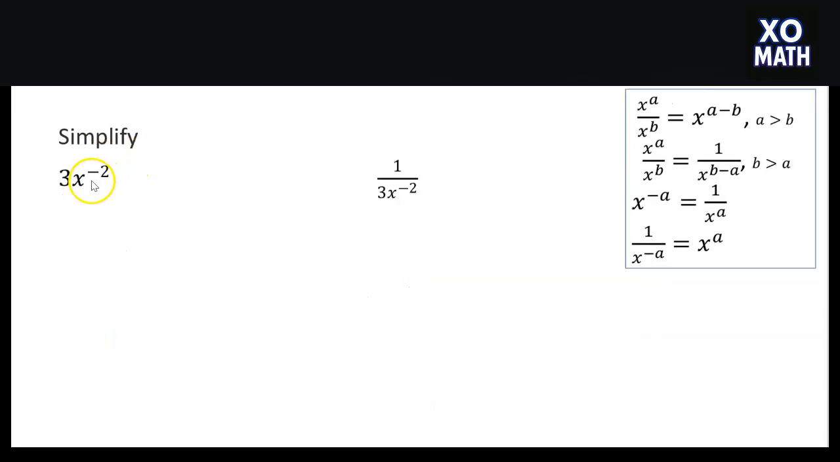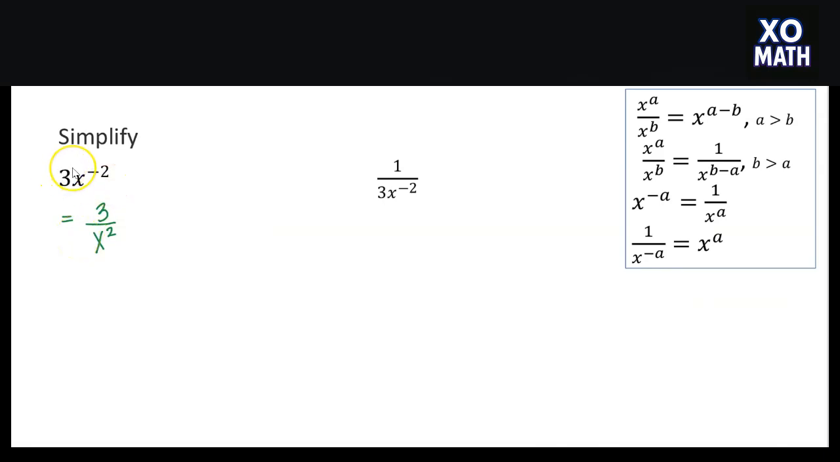In these next two examples, we have some negative exponents. So I have 3 times x to the negative 2. A simplified answer doesn't have any negative exponents. So the general rule is that the variable that's attached to the negative exponent is going to move to the other side of the fraction bar, and then the exponent will become positive. So 3x to the negative 2 is going to be 3 over x to the positive 2. So it moved to the denominator and became a positive exponent.